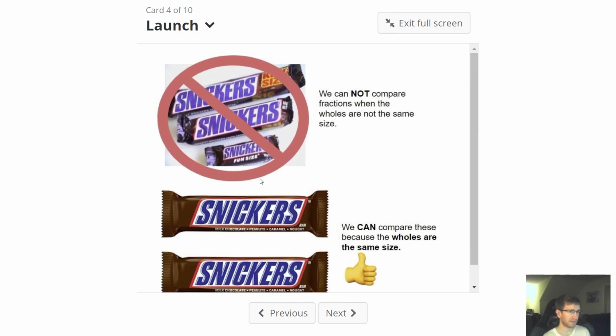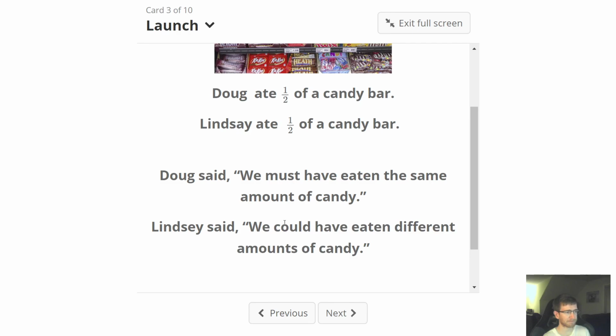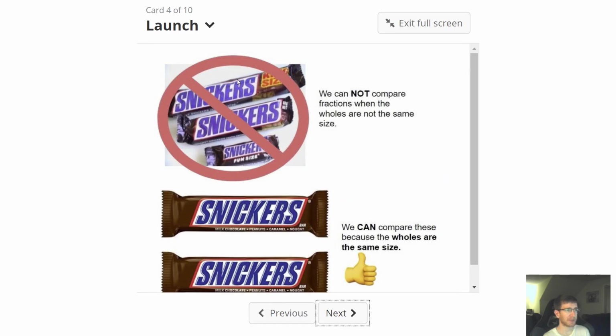So if we come back to here, Lindsay said we could have eaten different amounts of candy. Lindsay's right. Because if Lindsay ate this king size Snickers up here, and Doug ate this little fun size, and they each ate half, Lindsay would have eaten way more.